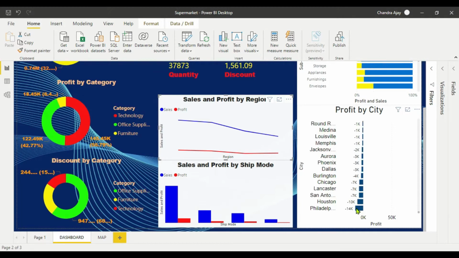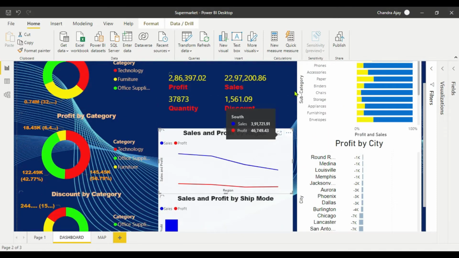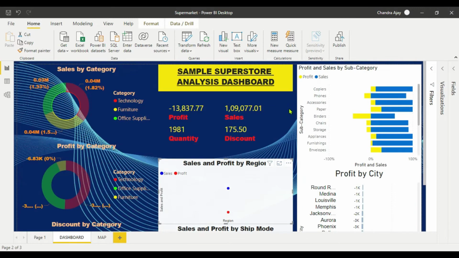So this Philadelphia region has the lowest profit in the whole database we are having. If we click here, now all the graphs will be converted based on that region. Here we can see that the conversion has occurred, and the profit is actually negative, which is a loss. And if we see the subcategories, we can see that the binders are actually in loss, followed by the phones, chairs, and storage also.